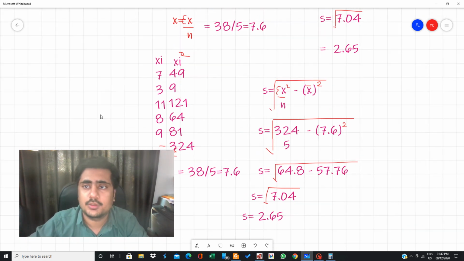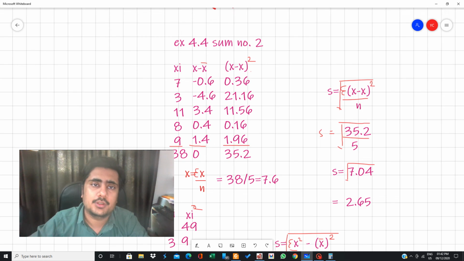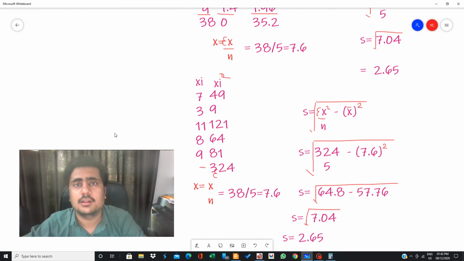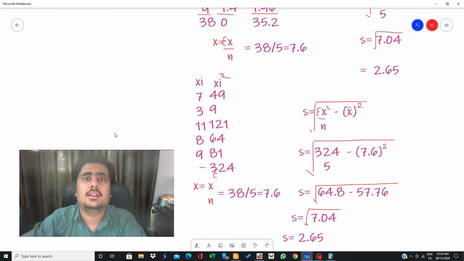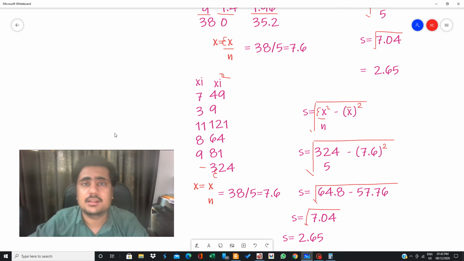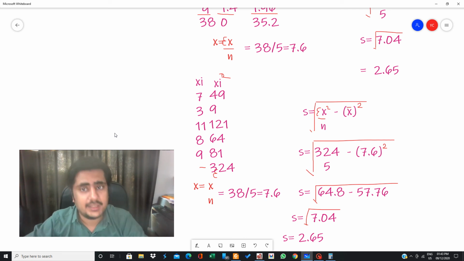So you can see that we got the same answer in both the formulas. We got 2.65 in the first formula and 2.65 in the second formula. So when to use which formula? Listen to me very carefully. As the answer is the same in both the formulas, obviously there is no compulsion and you will not be asked to find standard deviation with this formula only. So there is an option to find it with any formula.